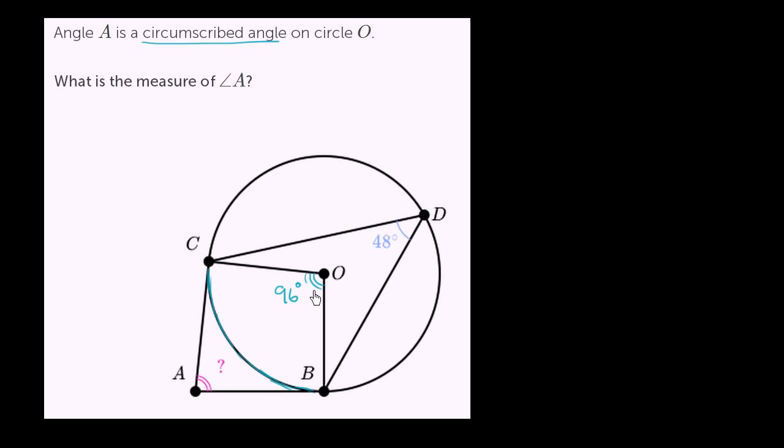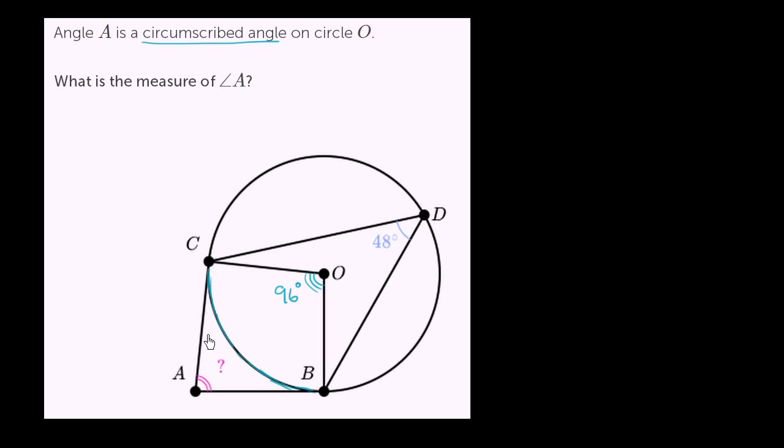I could put 3 markers here just because we've already used a double marker. Notice they both intercept arc CB. So some people would say the measure of arc CB is 96 degrees. The central angle is 96 degrees. The inscribed angle is going to be half of that, 48 degrees. So how does this help us? Well, a key clue is that angle A is a circumscribed angle.